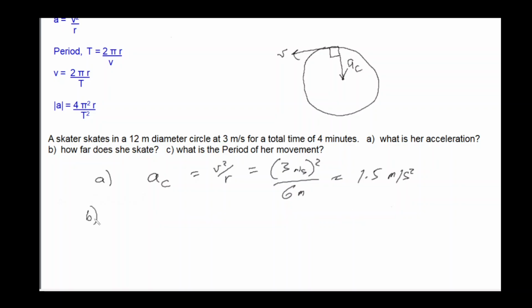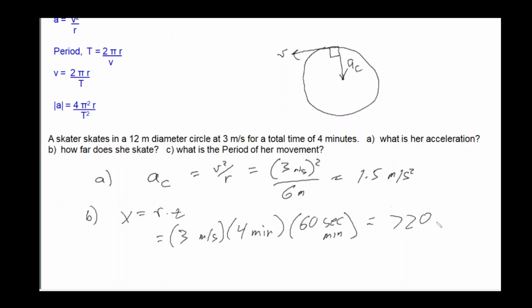For part B, we want to know how far does she skate. Well, we know that distance is equal to velocity times time, and in this case that's equal to 3 meters per second times time of 4 minutes. But we also have to convert that into seconds, so we have to multiply that by 60 seconds per minute. And if we do that, we get she skates a total of 720 meters.